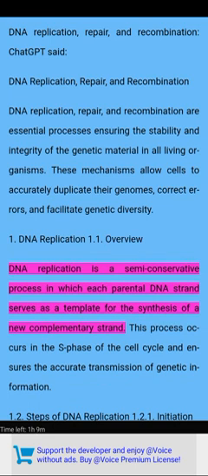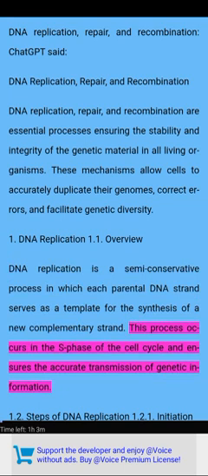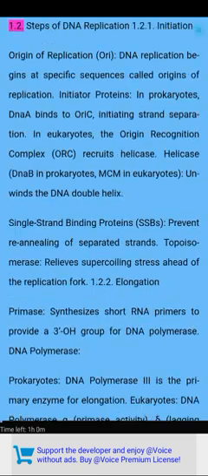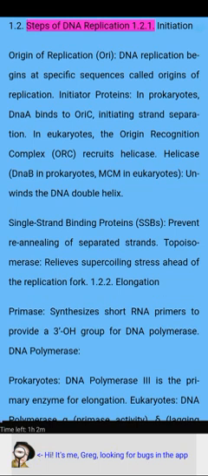DNA replication is a semi-conservative process in which each parental DNA strand serves as a template for the synthesis of a new complementary strand. This process occurs in the S phase of the cell cycle and ensures the accurate transmission of genetic information. 1.2. Steps of DNA replication. 1.2.1.